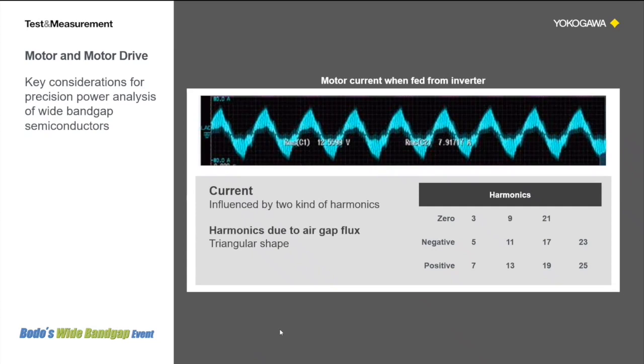Now if we take a look at the output current of the inverter, we can see that the current shape is more triangular. This has two causes. The first one is the air gap flux of the motor, which creates zero sequence harmonics, which produce a stationary field, negative sequence harmonics, which result in a counter-rotating field, which results in reduced torque, and positive sequence components, producing a forward-rotating field that adds to the torque. This is creating the large triangular waveform shape of the current.